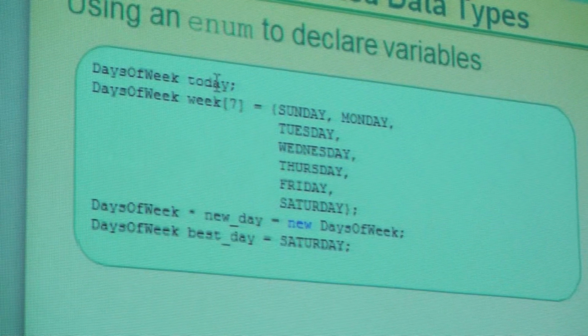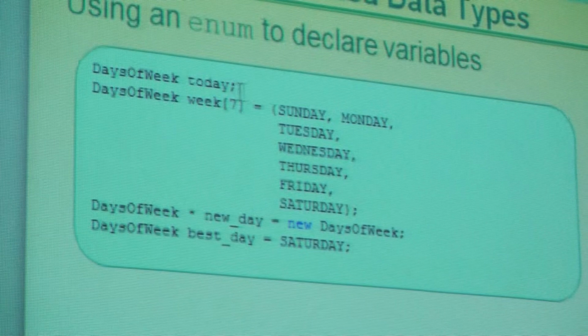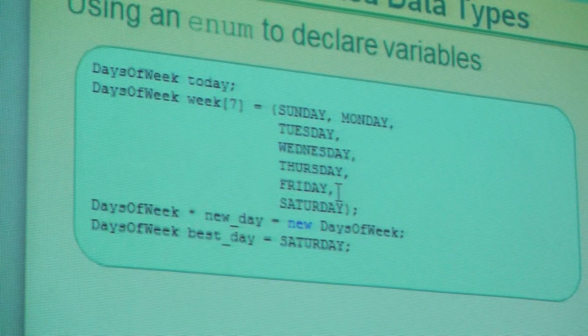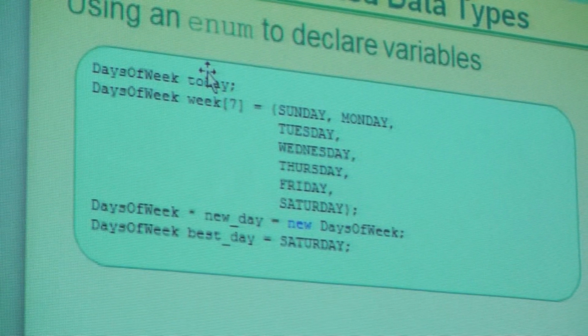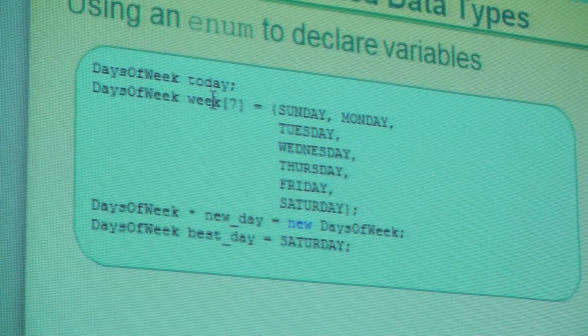So today can only take on values Sunday through Saturday. Can only assign it one of those values. Anything else is out of range. We can create arrays of these things, right? And initialize a week to be Sunday through Saturday, all right?